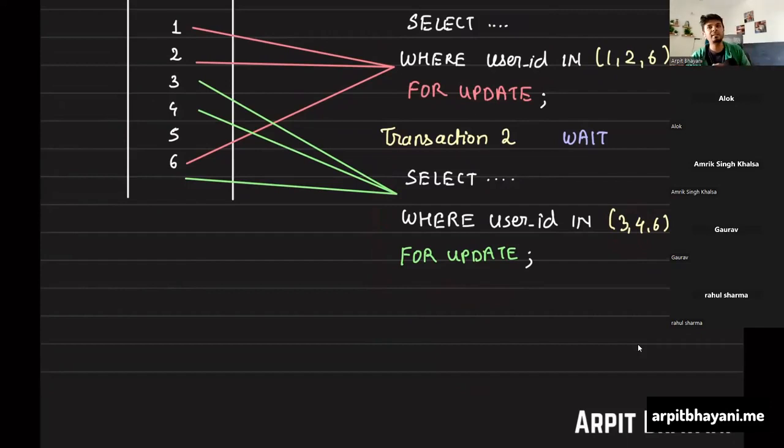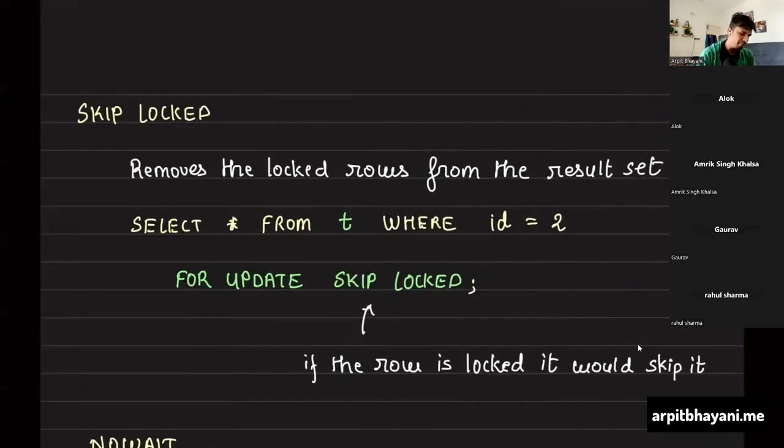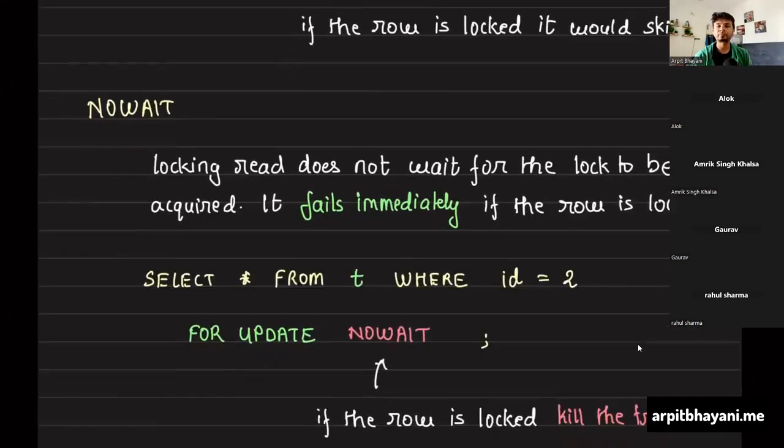But there are some cases where you have to wait, where you need all these 3 rows there. So then you have to wait. There is no other option. But in some use cases, it is okay for you to skip the locked rows and work with whatever you have. In that case, you can just write skip locked and move forward.